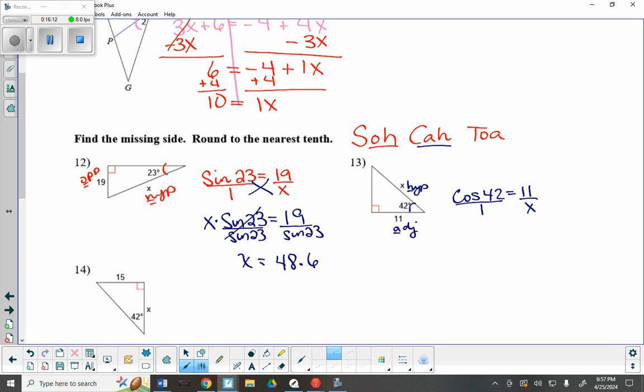So again, we will cross multiply. So x times cosine 42 is equal to 11. So then we're going to divide by cosine 42. So x equals 11 divided by cosine 42, which is 14.8.